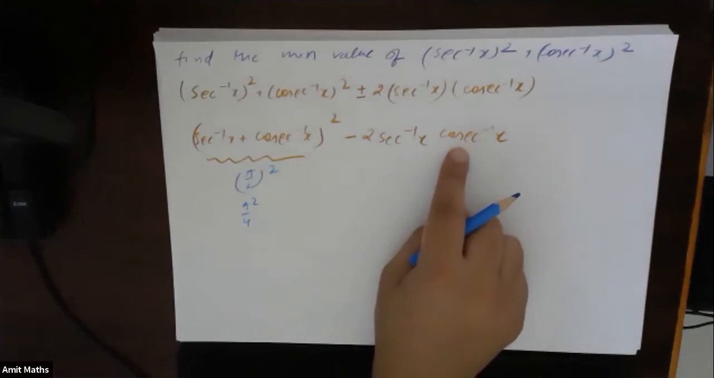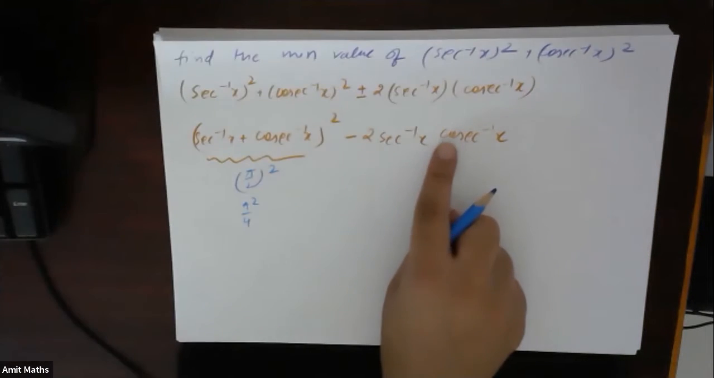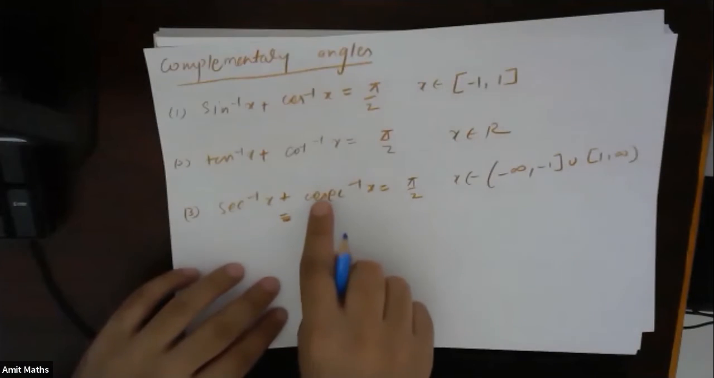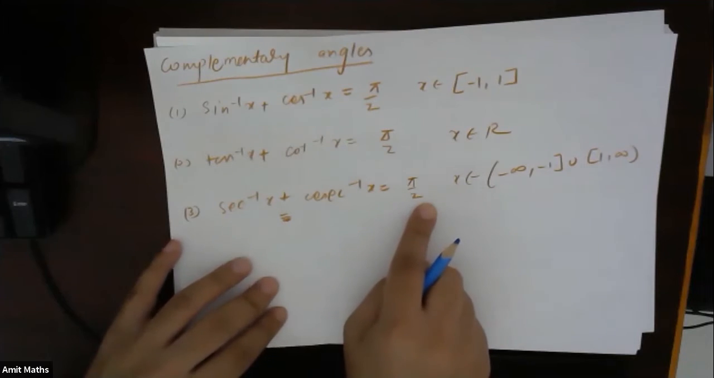Now again what I can do is that I know that sec inverse of x and cosec inverse of x can be interchanged in one another, right? So I have this property again. So I can write cosec inverse x is equal to pi by 2 minus sec inverse x.